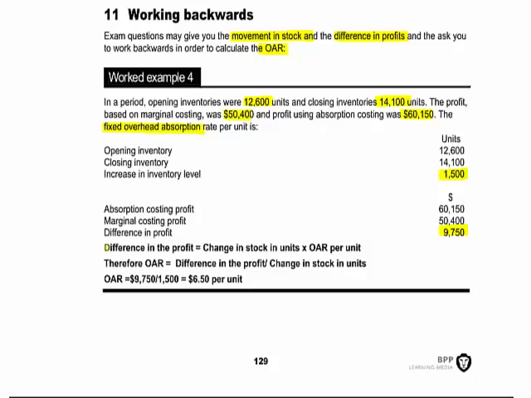We're going to use this formula. The difference in profit is equal to the change in stock in units times the overhead absorption rate per unit. So the overhead absorption rate here is equal to 9,750 divided by 1,500. So it's $6.50 per unit.